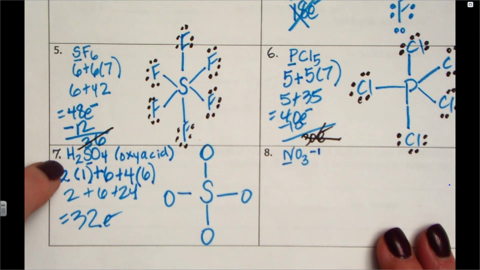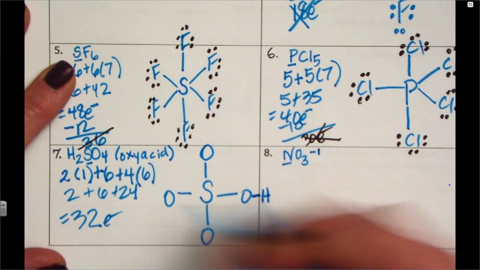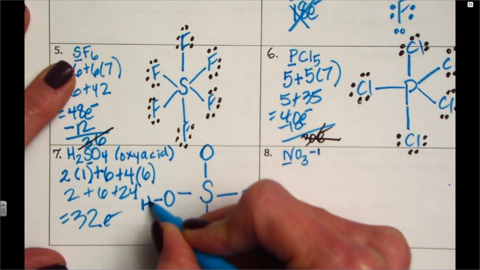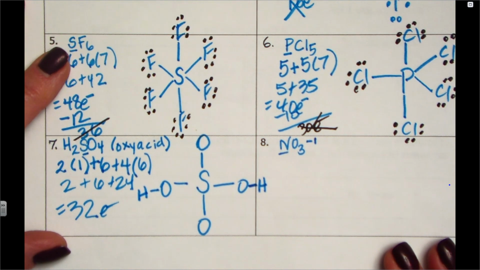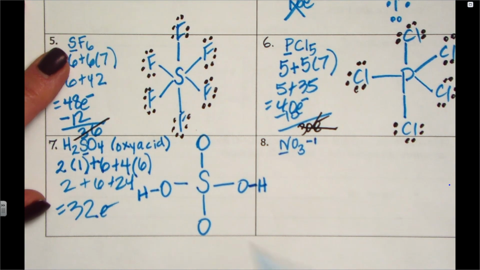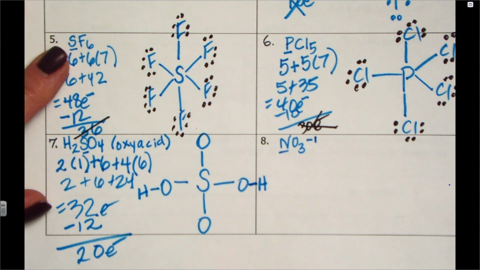So now I'm going to put 2 hydrogens. I'm going to kind of distribute them around so it's evenly spaced. So I'm going to put 1 hydrogen here, and I'm going to put 1 hydrogen here. It really does not matter which oxygen you put it on as long as you don't put them on the same oxygen. All right, let's add up our electrons that we've used. 2, 4, 6, 8, 10, 12. So minus 12, 32 minus 12 is going to give me a total of 20 electrons that I still need to use.